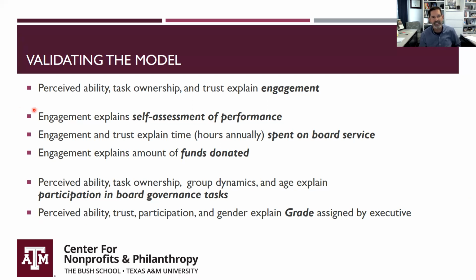We see that the antecedents, especially around ability, task ownership, and trust, are related to engagement. We also see that engagement explains the tendency of people to assess themselves on that performance measure. We also see that engagement, and one of those antecedent variables, explains the amount of time people spend. We specifically asked roughly how much time they put into serving the board last year, and people make an estimate. We also see that engagement explains the amount of money that people gave to the organization.